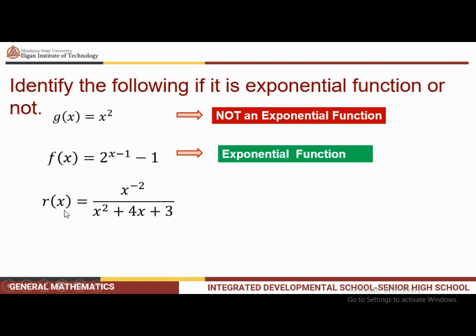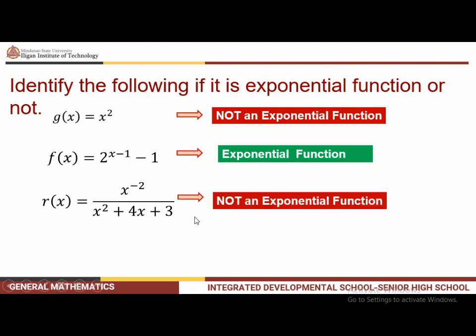Function r, which is equal to x to the power of negative 2 divided by x squared plus 4x plus 3. As we observe, our base is not greater than 0. Instead, it is a variable. So therefore, this is not an exponential function.